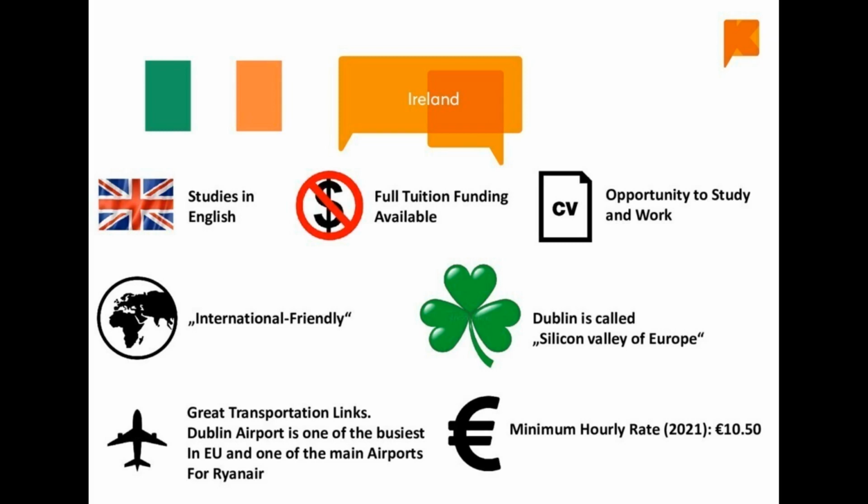Transportation, again, fantastic. Dublin airport is very busy. You can fly pretty much anywhere you like from there. And the minimum hourly rate, so this is how much money you will be paid at work per hour, is 10 euros 50 cents. This is very good money, and students studying in Ireland will be able to support themselves financially if they would like to work.